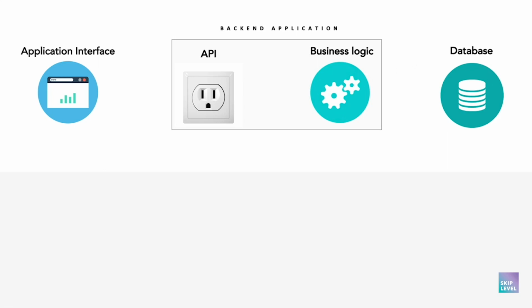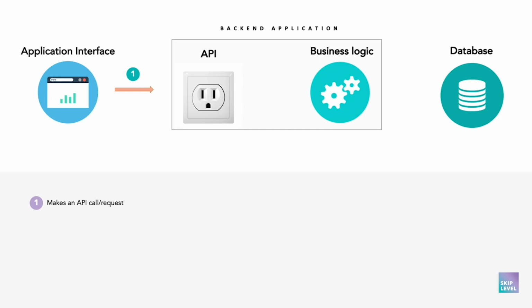In any standard web application, the client or the application interface first makes an API request to the backend in order to achieve some functionality. A real-world example would be doing a search on google.com. The browser is making an API request to get search results back from Google's backend application.